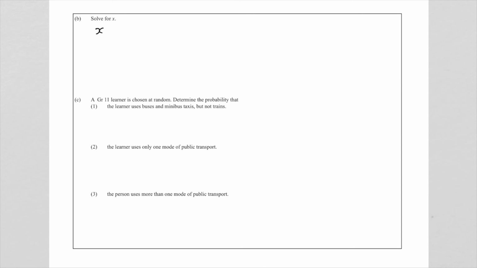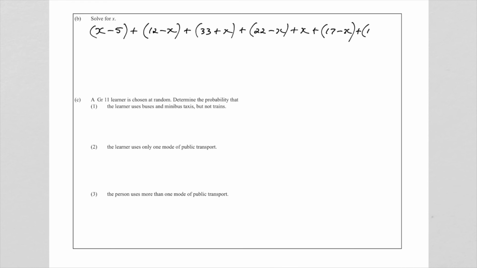So we have x minus 5 plus 12 minus x plus 33 plus x plus 22 minus x plus the x plus 17 minus x plus the 1 plus x, and then still the outside of 13, and this must equal 100. So you can see, quite a long problem.